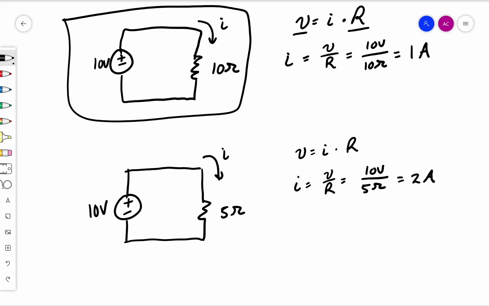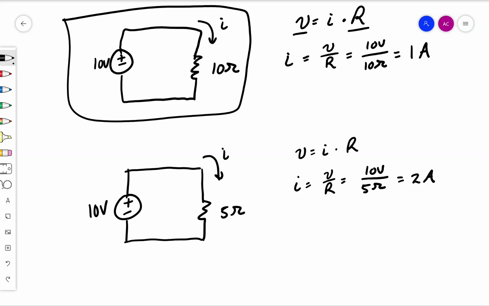So you can see that whenever we reduce the resistance by half, okay, we cut the resistance in half, twice as much current flows. Okay, so this makes sense. The current that flows is inversely proportional to the resistance. So if we decrease the resistance, we will increase the current.